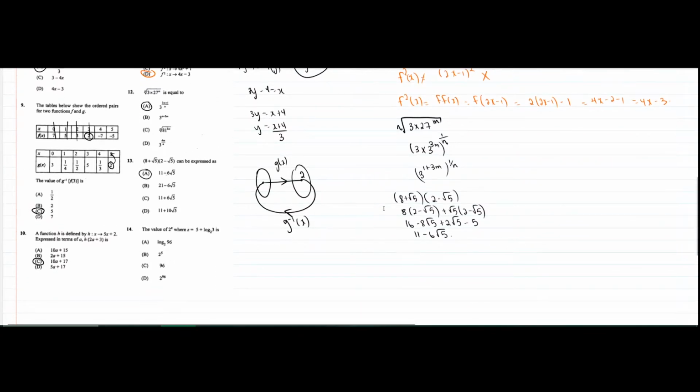The value of 2 to the power z, where z is equal to 5 plus log 3 to base 2. 2 to the power z is equal to 2 to the power 5 plus log of 3 to base 2. Okay, this is equal to 2 to the power 5 multiplied by 2 to the power log of 3 to base 2. Now there is a law, and I don't think it's on the syllabus anymore. The 2 to the power 5 is 32.